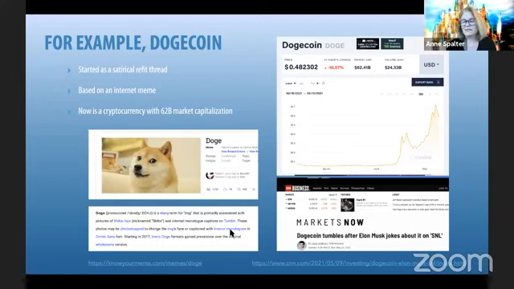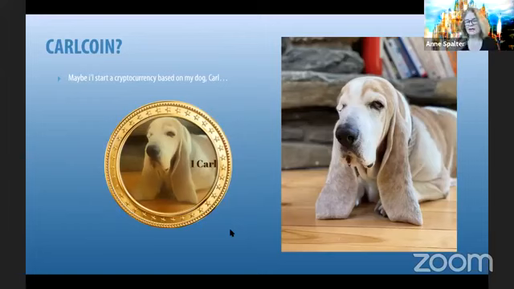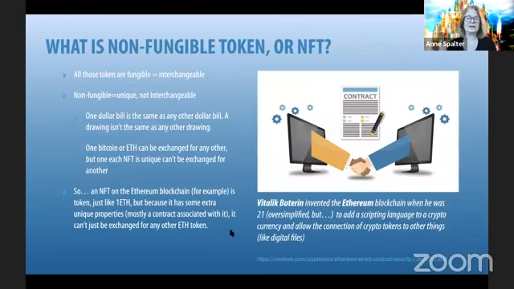The idea that someone could create money based on an internet meme, maybe 5 years ago would have seemed impossible, but in 2021, here we are. I thought, I have a funny looking dog. His name is Carl. Maybe I can make a cryptocurrency and I would call it Carl Coin. And this would be like one Carl. So you never know, you might see it out there.